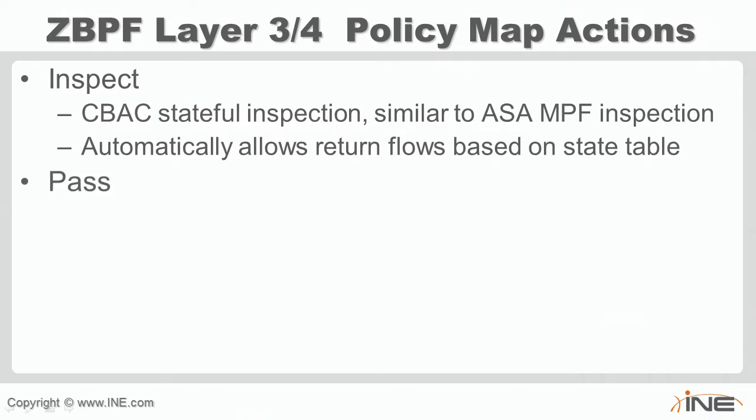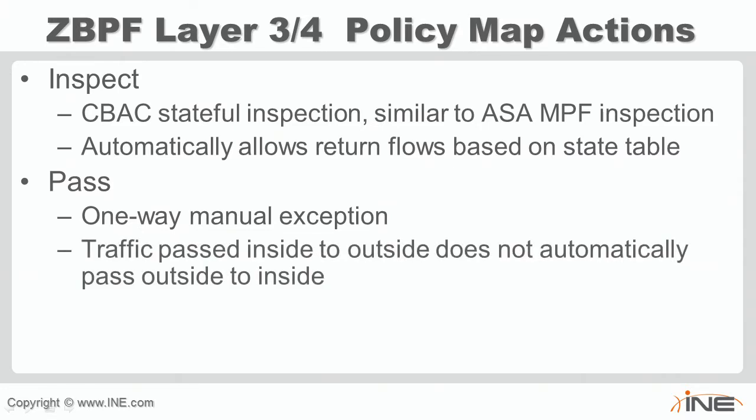The next action we have is the pass action, which is a one-way manual exception. Now, this is different than inspect, where inspect says if I go from inside to outside and inspect, it means that I'm going to automatically allow that flow to return from the outside back in. But with the pass action, this would be essentially the same as putting an access list on the interface and then having an explicit permit for whatever that flow is in a one-way direction. So what this implies is that if traffic is passed from the inside to the outside, it does not automatically pass it from the outside back inside.